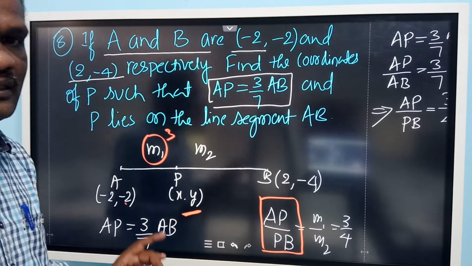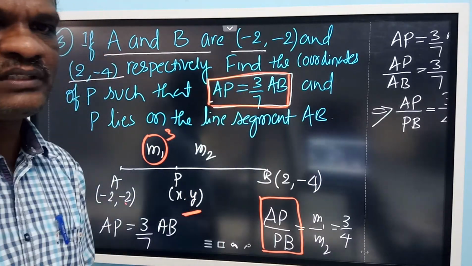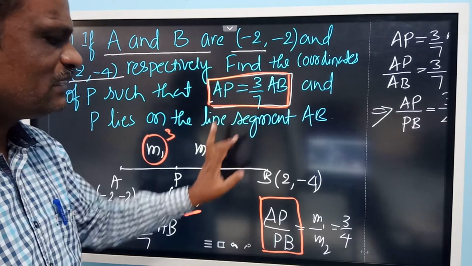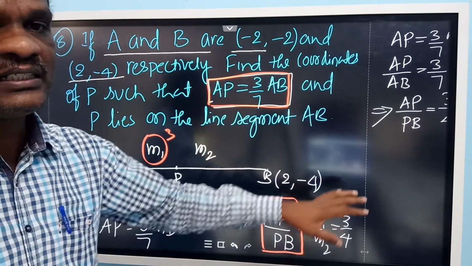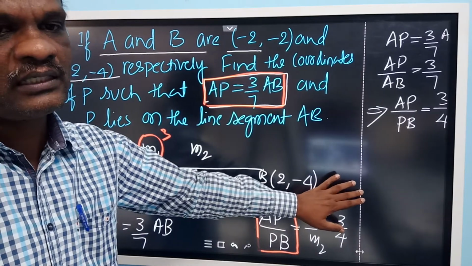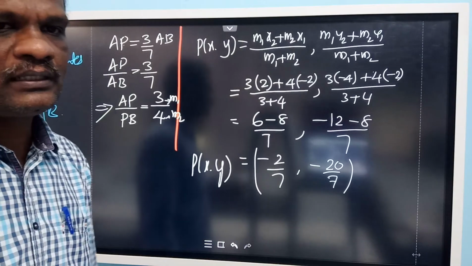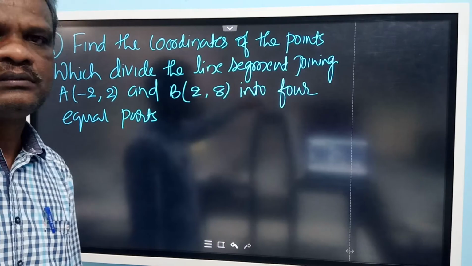One tricky thing here they have given is this only. Carefully you have to observe the ratio, nothing else. Remaining things same only. 3 by 7, that is AP by AB. I want AP by PB, so convert that into 3 by 4. That is the key point here you have to understand. The remaining things are the same as usual, as you have done in section formula problems.